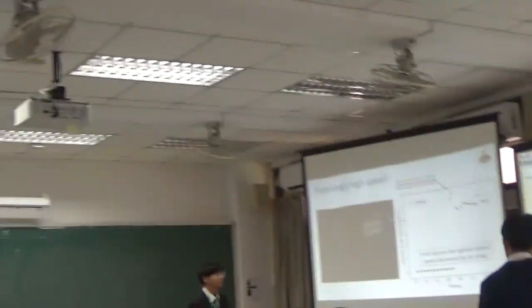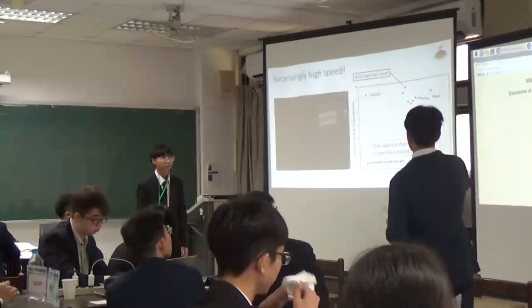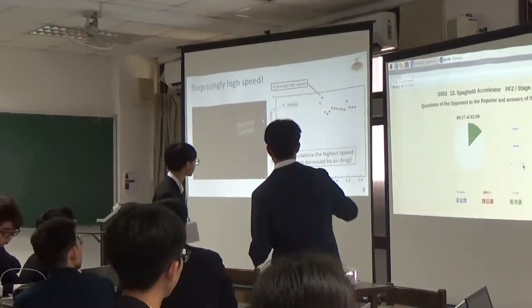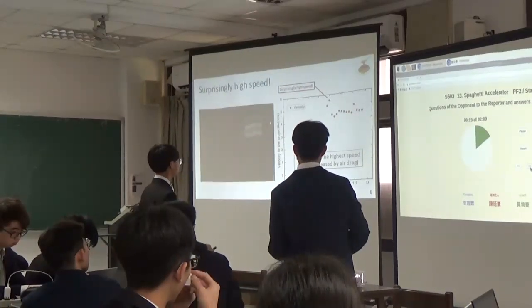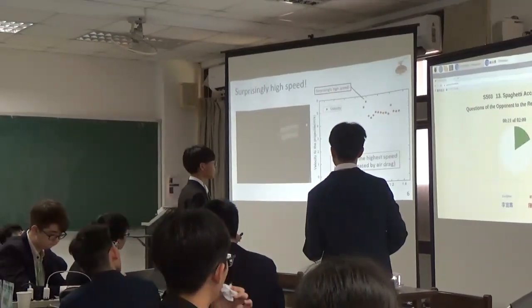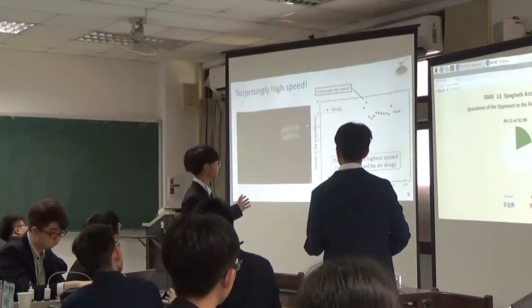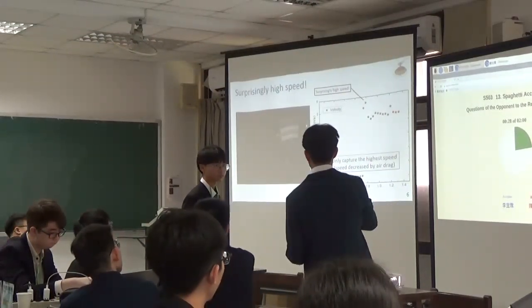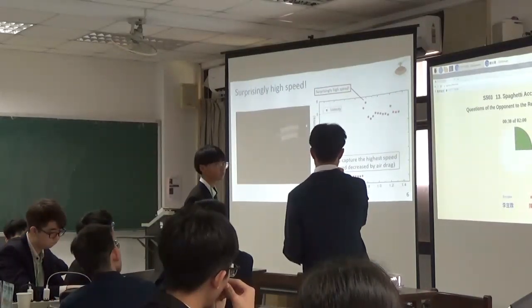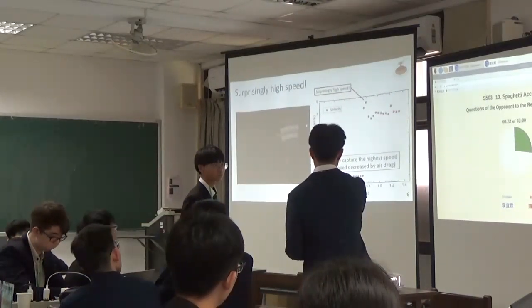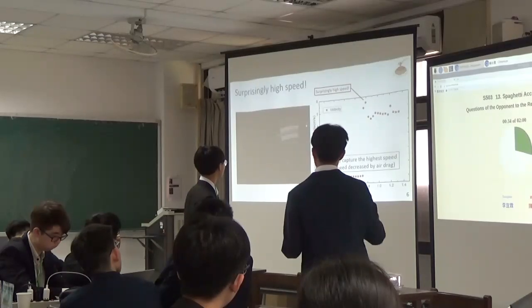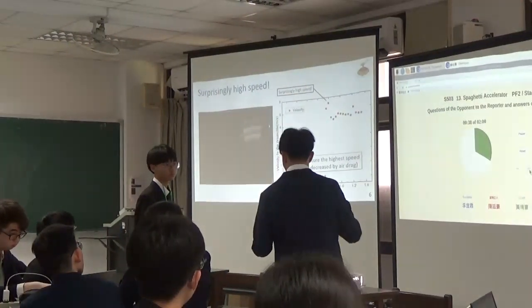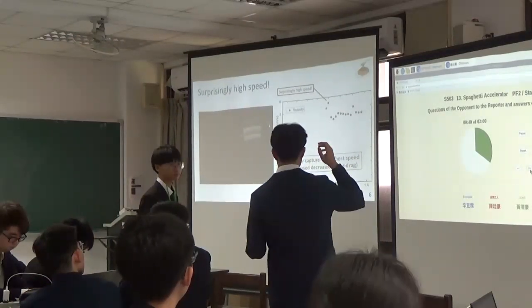Okay. Can you explain how to do the chart? We calculate the velocity of the spaghetti by tracking, and we just draw this. Which point do you track, the top of the spaghetti or the bottom? We track the front of the spaghetti. Okay, thank you.